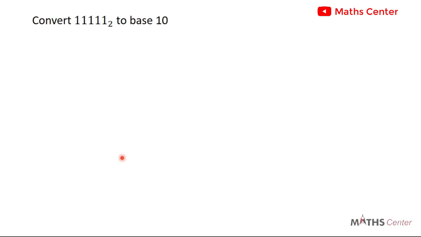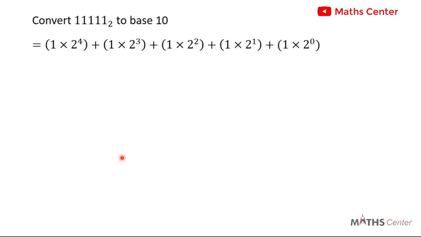So next you convert 1111 base 2 to base 10. So we multiply every digit with the base. So 1 times 2, 1 times 2, 1 times 2, 1 times 2, and 1 times 2. Then you order them as you have seen here. So 0, 1, 2, 3, 4.